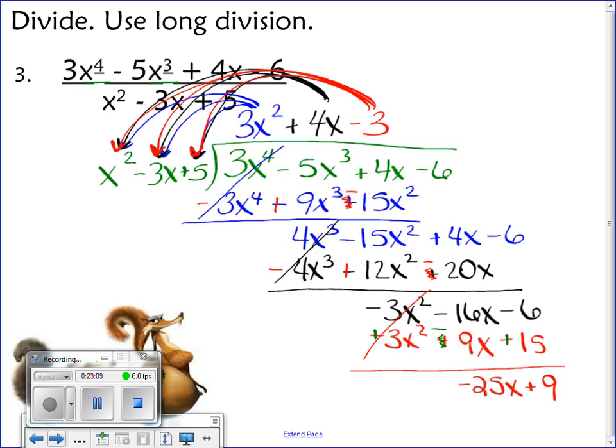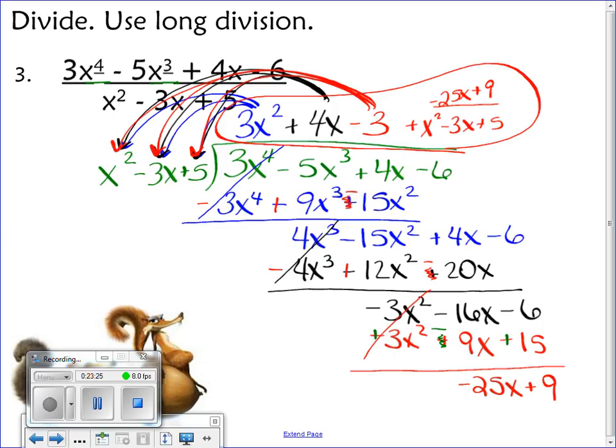So what's that mean? It's my remainder. So we're going to have plus, right? Always add your remainders on. Negative 25x plus 9 over x squared minus 3x plus 5. Whatever it is you're dividing by is always your denominator of that remainder. So is x squared minus 3x plus 5 a factor of that problem? No. There's a remainder. It's not a factor.